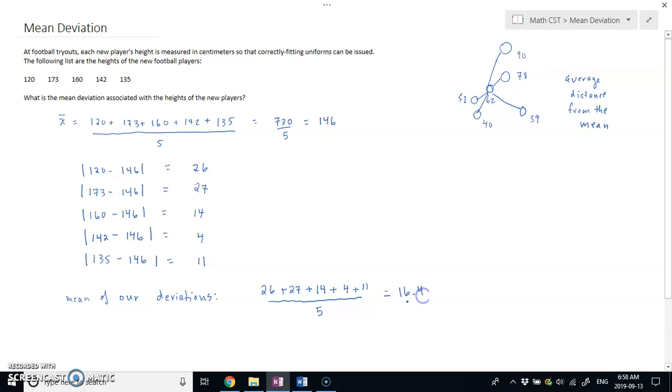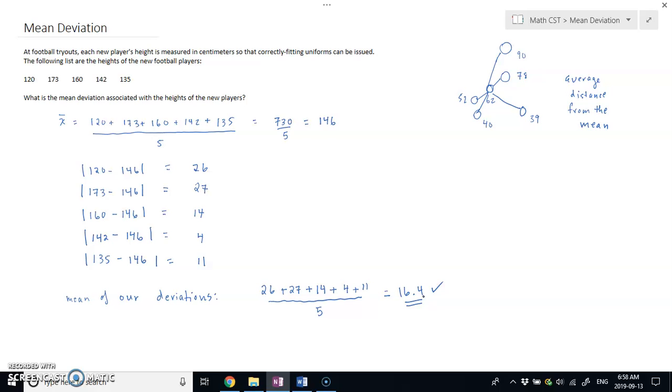So that's my final answer, and what that means is that from 146, which is the mean height or the average height of the players, the mean distance or the average distance from that number is 16.4 centimeters. So some people are much farther away. People who are at 26 or 27 away is quite far. And some people are much closer, someone who's at 142. But it's about how they're gathered around the mean.